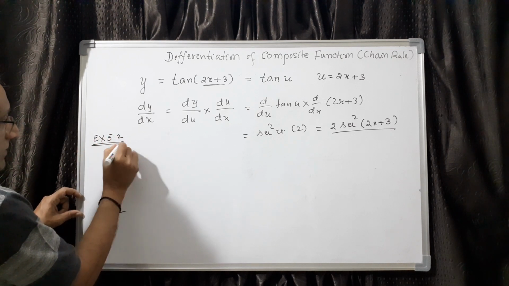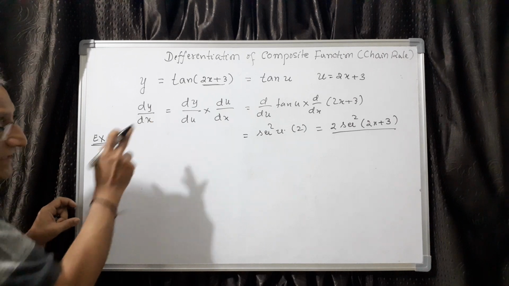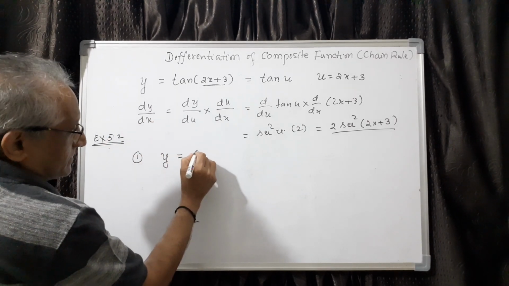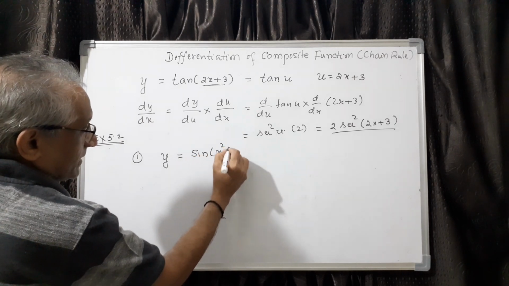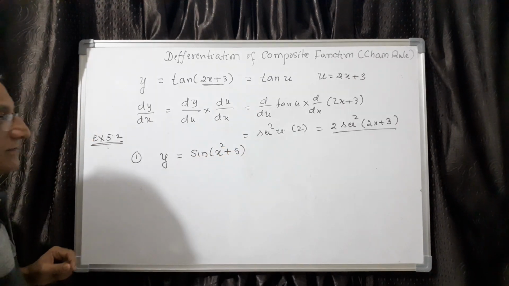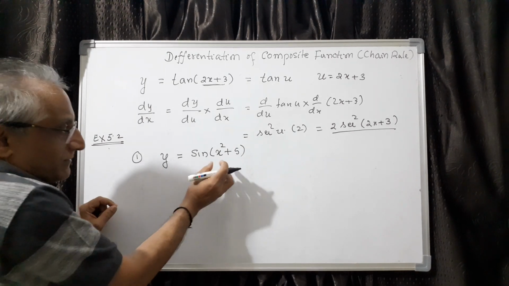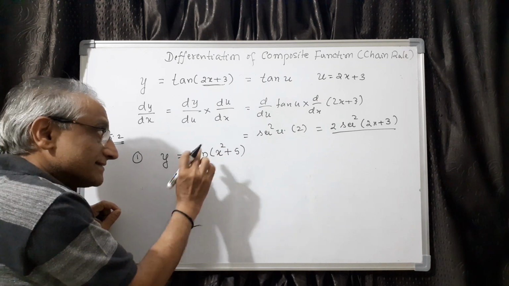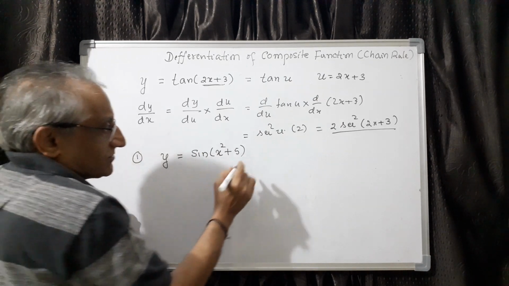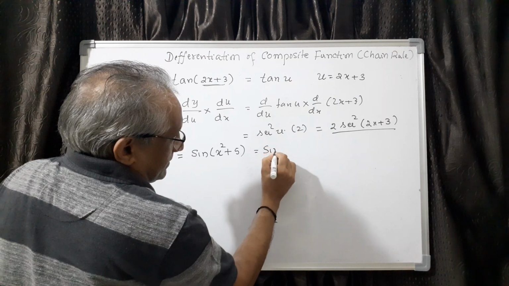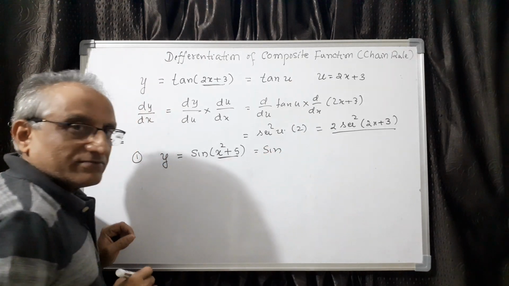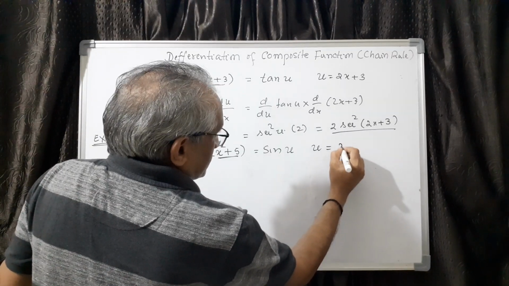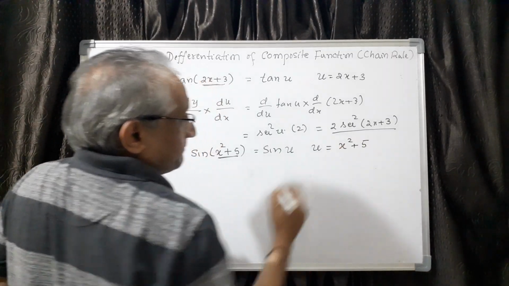Similarly, exercise 5.2, all the questions are chain rule questions. The first question is this: y equal to sine of x square plus 5. So once again, this is a composite function. First x square plus 5 is the first function u, then sine of that one, so v. So you can write sine of, always this function should be substituted. So this is u, and u equal to x square plus 5.